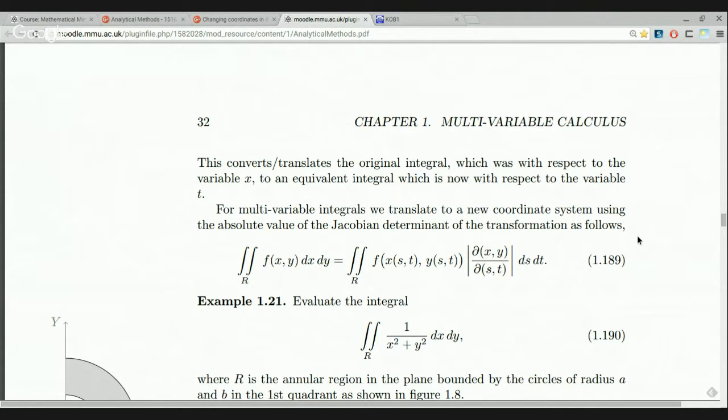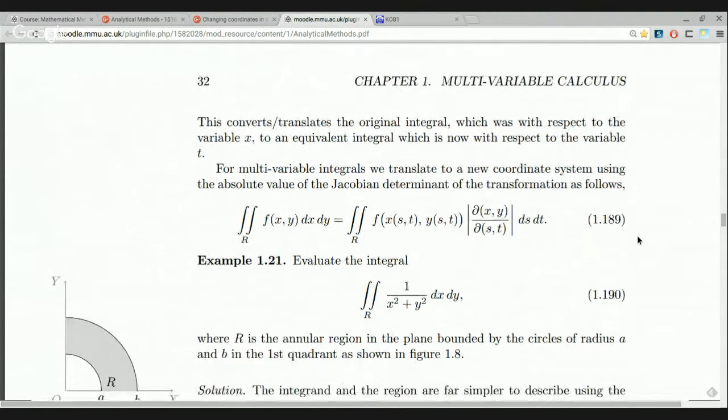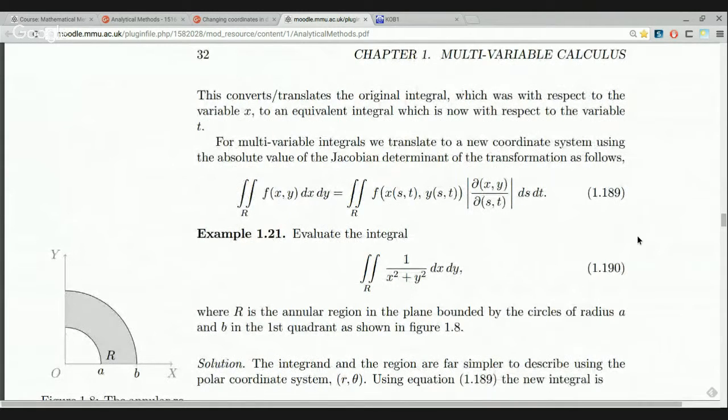Now, why might you want to change coordinates? Well, you might want to change coordinates for two main reasons. First of all, the region you're integrating over might be more easily described in the new coordinate system. We'll see this in an example coming up shortly. And secondly, the function you're integrating might itself become simpler once you make the transformation, and might become a doable integral, an integral that you actually can carry out.